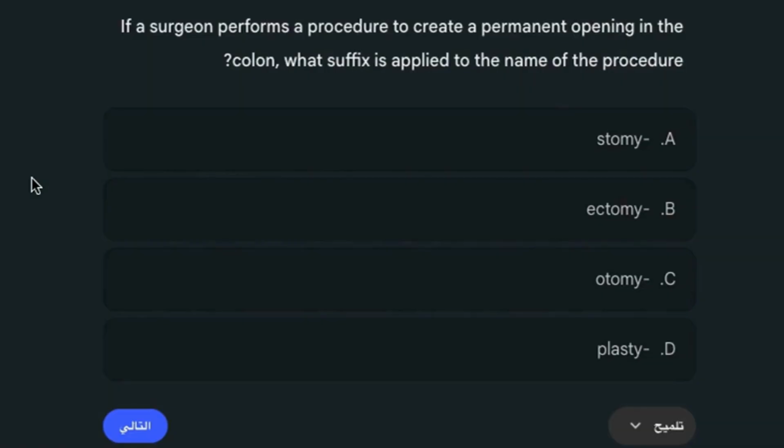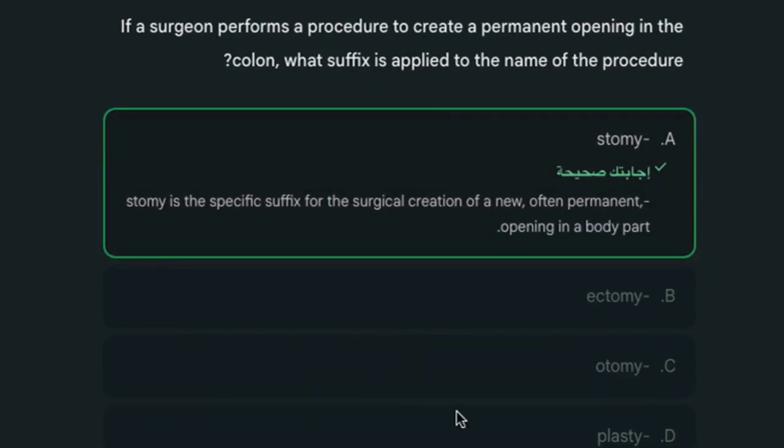If a surgeon performs a procedure to create a permanent opening in the colon, a permanent opening, remember, is it ostomy or ectomy or otomy or plasty? Yes, if you get it right, you're absolutely excellent, because this is a confusing one. We have the ostomy, okay? Remember, otomy is just an incision and cutting into something. But ostomy is a permanent opening.